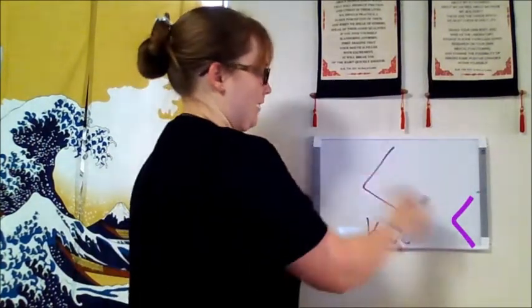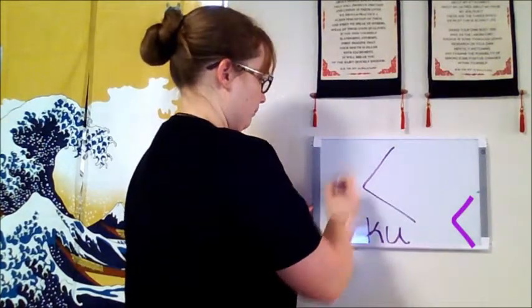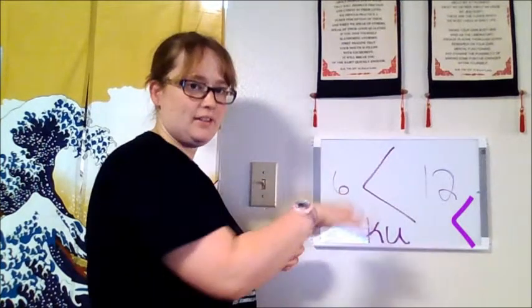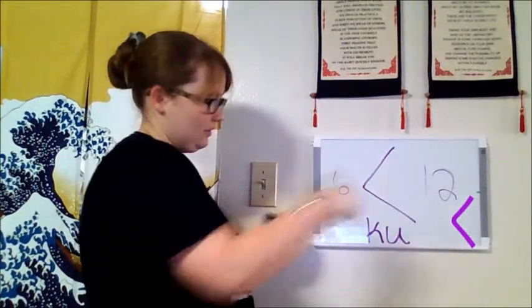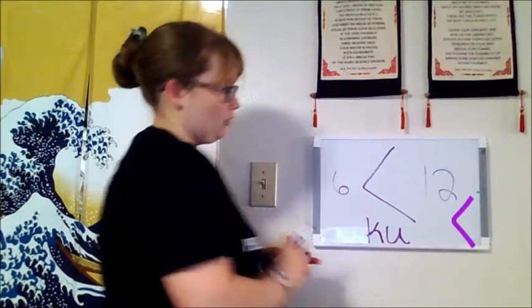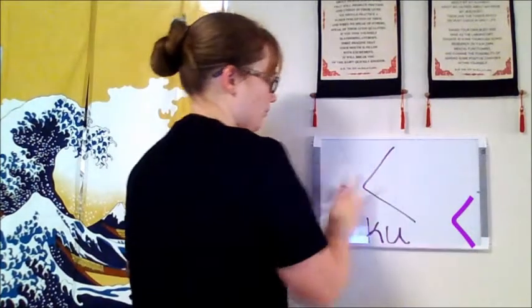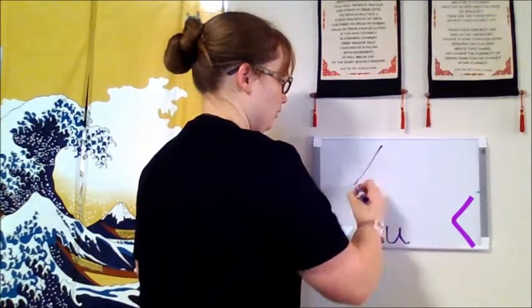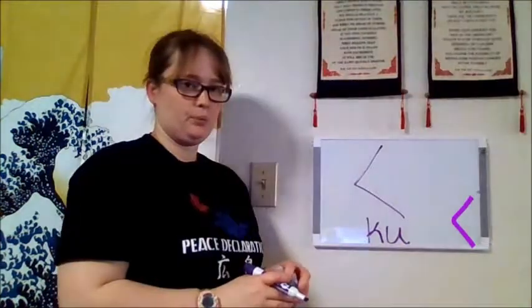It's like that math symbol where you know, like this is 6 and this is 12, and you always go for the bigger number, greater than and less than sign. Same kind of stroke. So ku is real easy to remember. Still, ku.